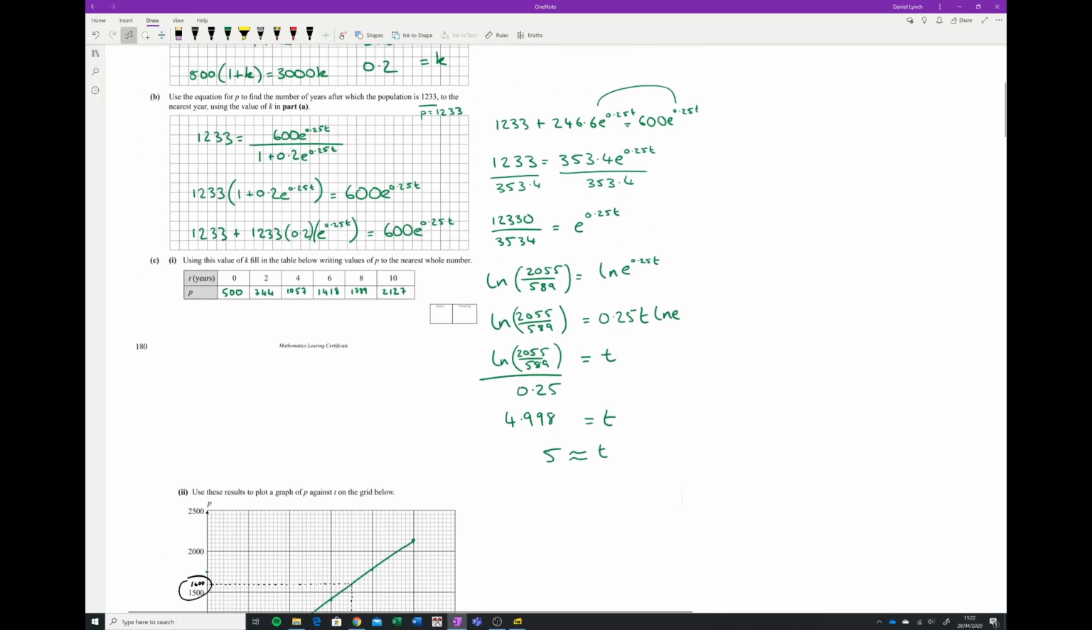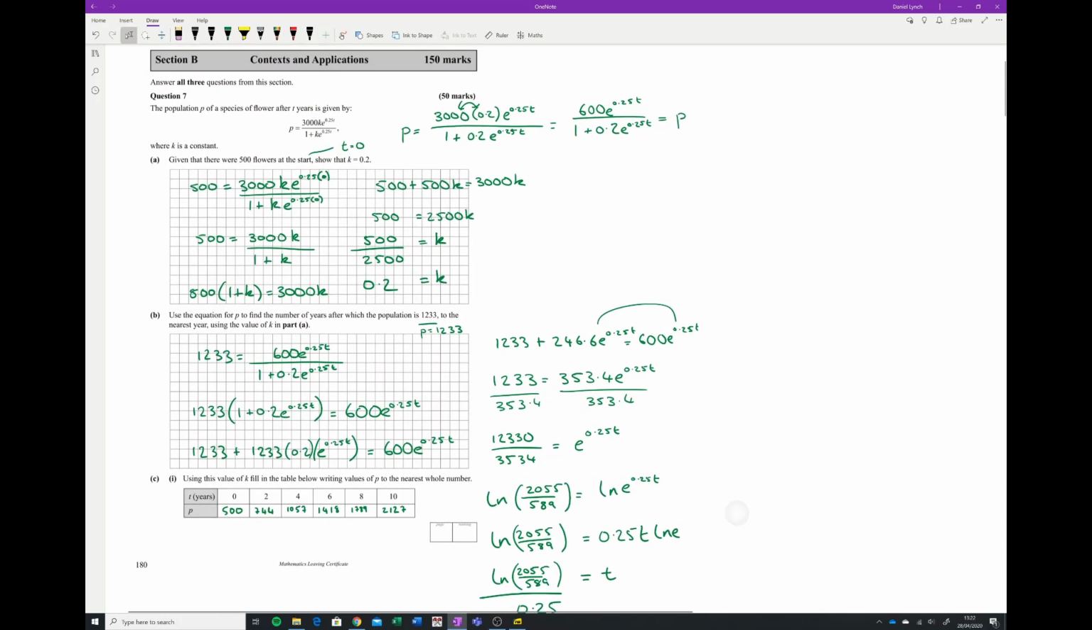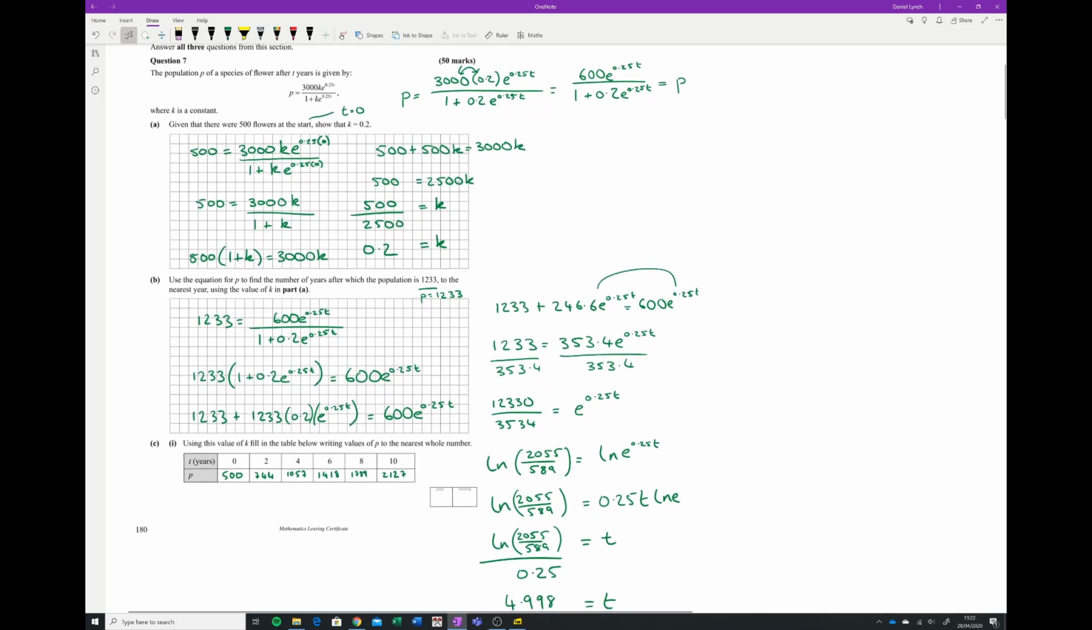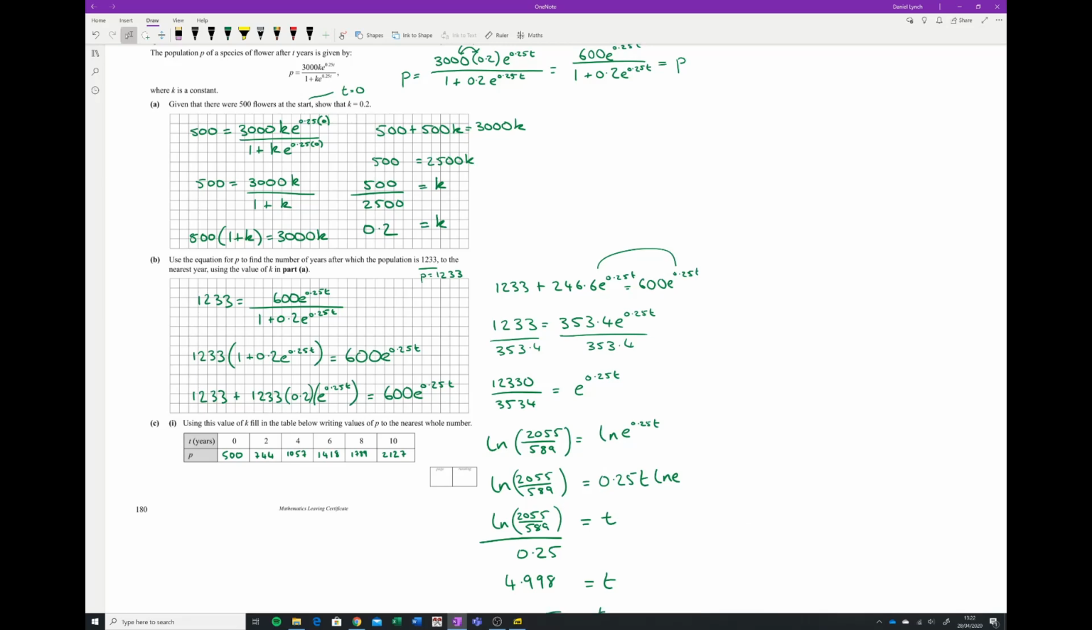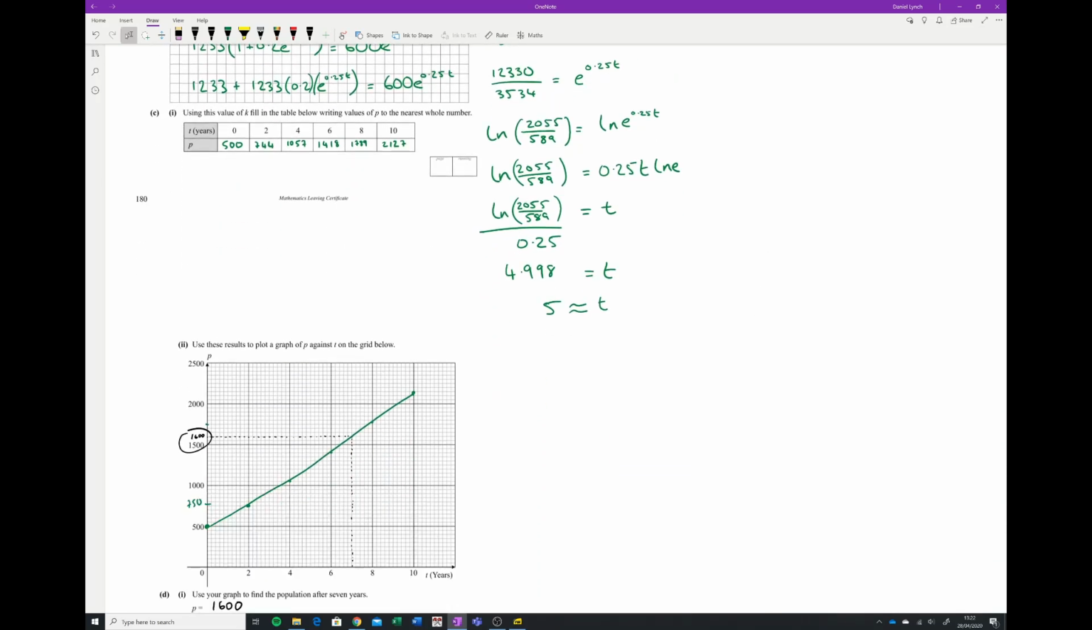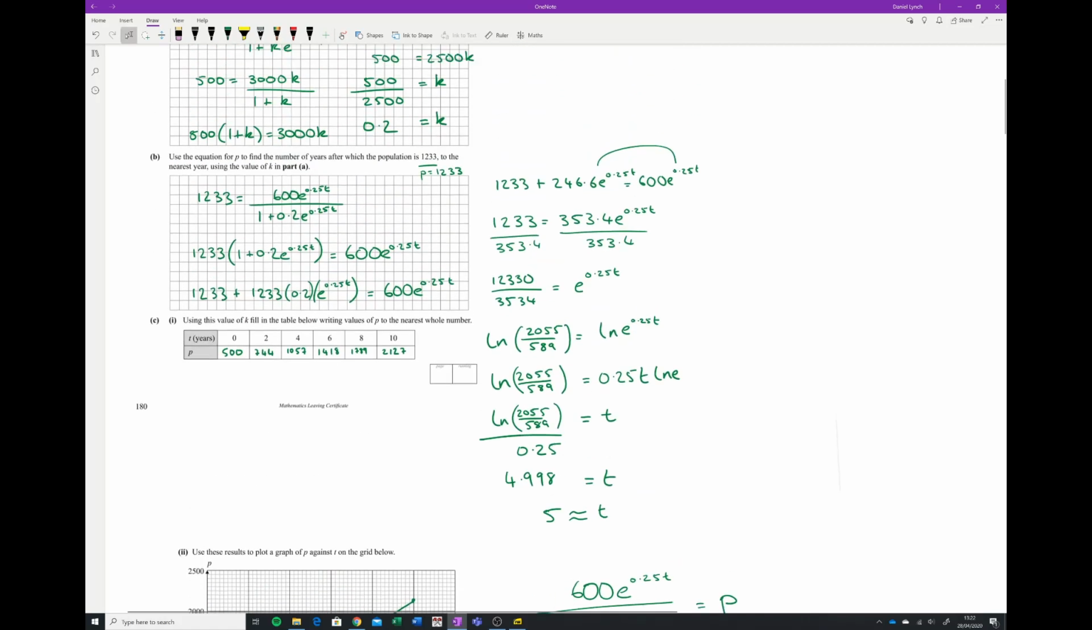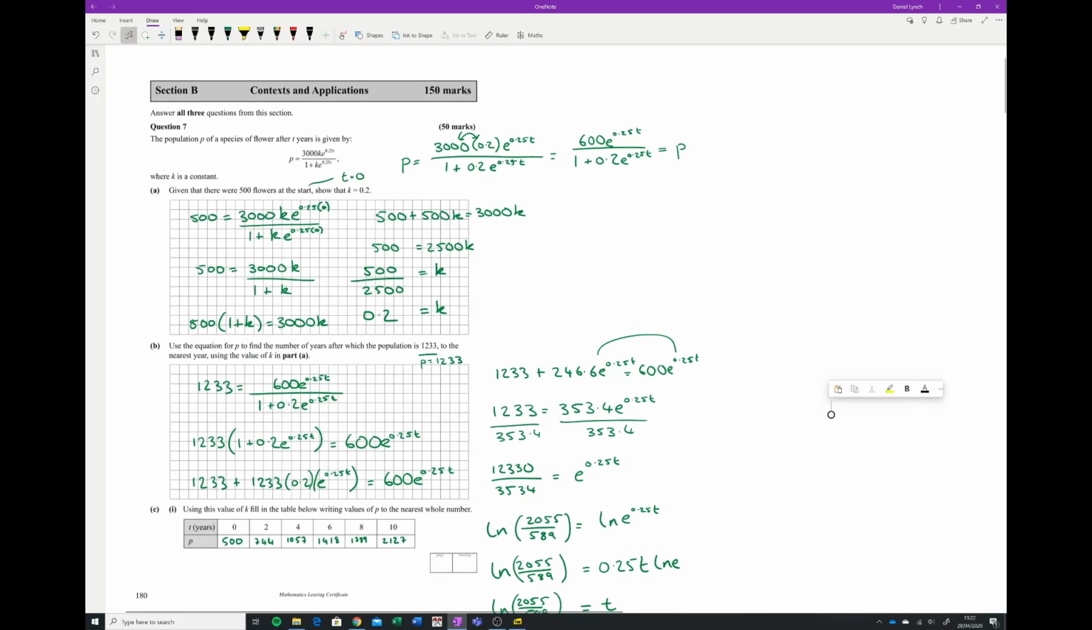So let's just remind ourselves what the equation was at the very beginning, because I've sort of lost it. We get P is equal to, okay, 600 e to the 0.25t over 1 plus, I think this was 0.2 e to the 0.25t, and I think that was equal to P. So it's hard to do, as you can imagine, like this.